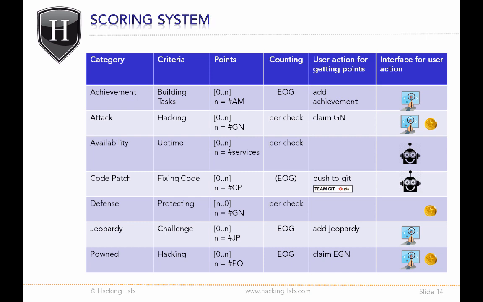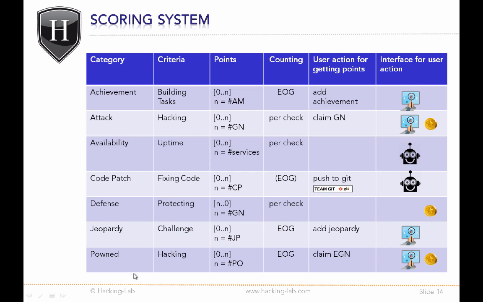Pwned is a special gold nugget as well. So if, for example, you take over a victim computer, but you are not able to find a gold nugget, but you can place or store evidence that you hacked the server, you can claim an evidence gold nugget out of the gold nugget app and place it on the victim's server. And the jury will then check if you really were able to hack the server. So you have 0 points at the beginning, and for as many systems you hack and pwn, so as many points you get.